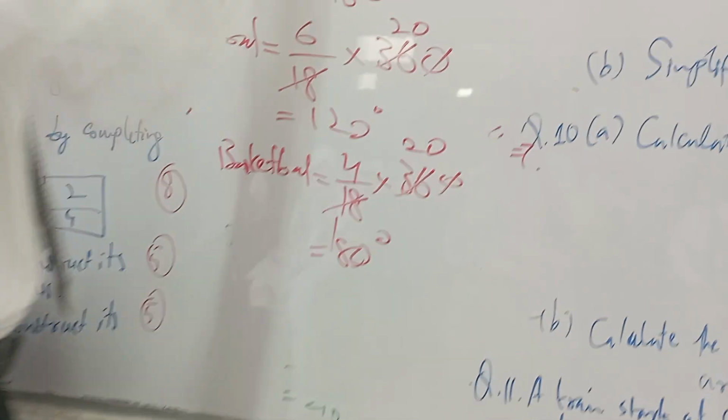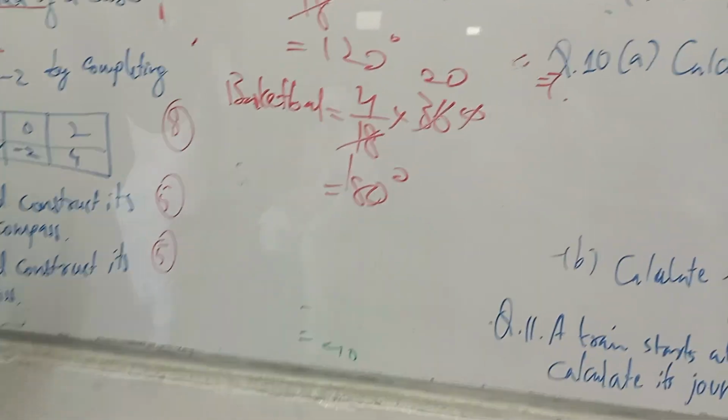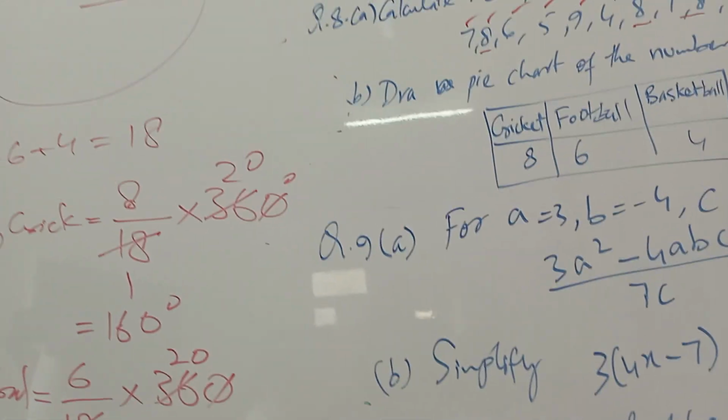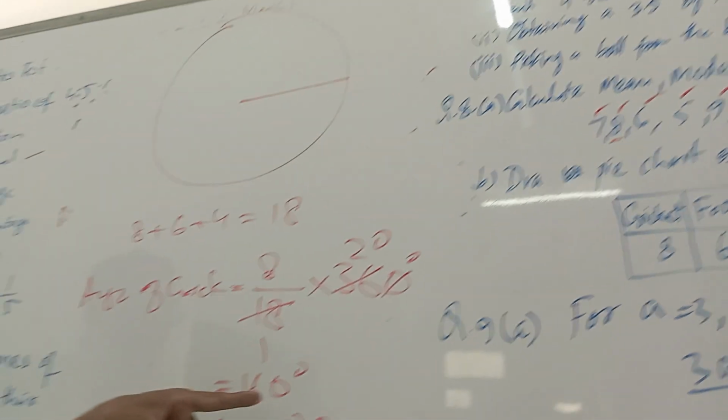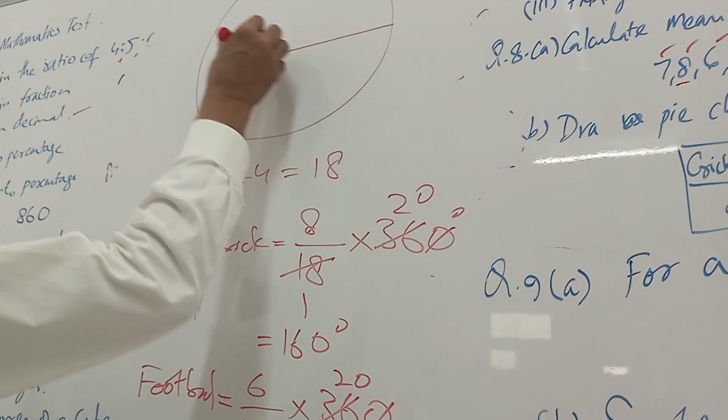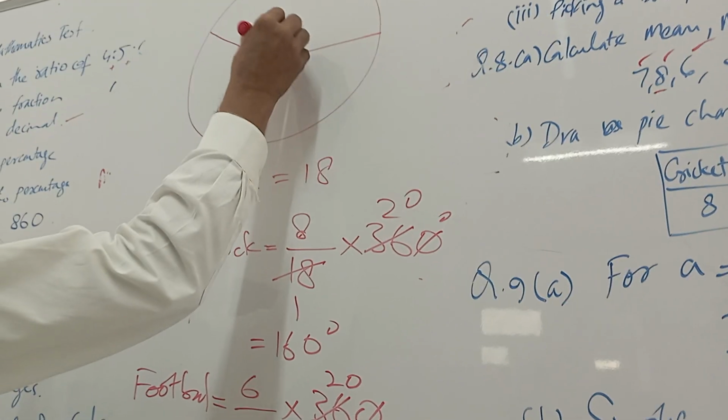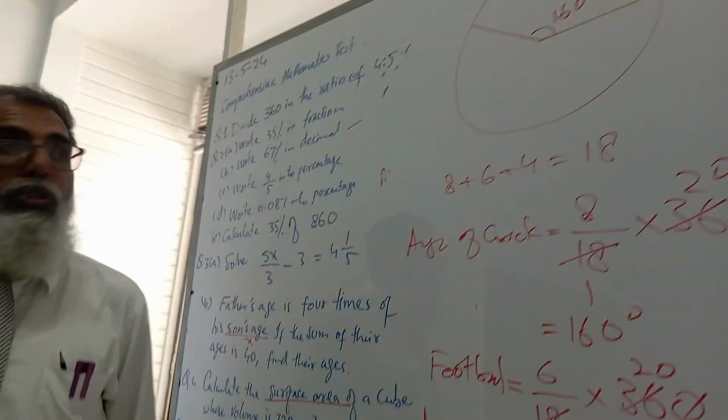What do we do? We'll be making a baseline, and from here we'll be drawing. Using a protractor we'll be measuring 160 degrees. So let's suppose I'm drawing 160 degrees here, but you have to use a protractor to draw it.